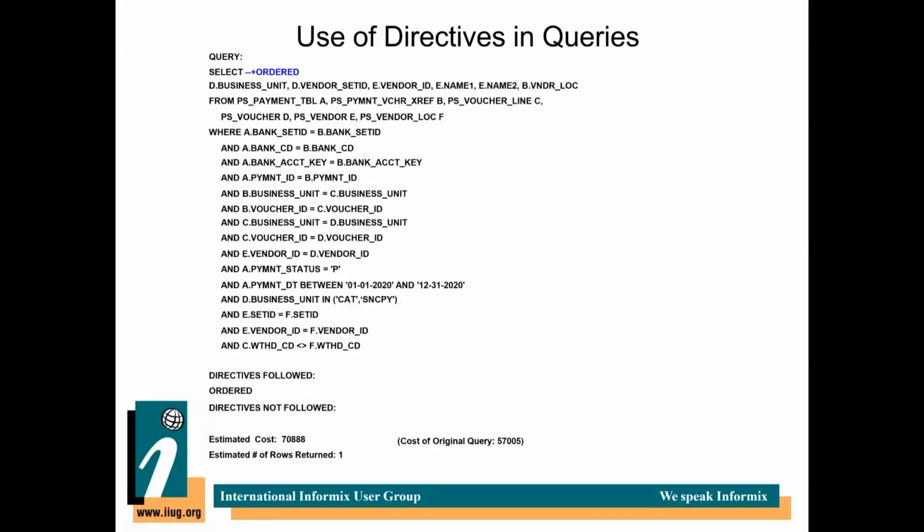So in this case, we used an ordered directive to force it to give the best optimal plan. Here you can see that the ordered directive was used and the query ran a lot quicker, even though the cost was higher than the original cost. Sometimes when you're looking at the cost, you have to look at it based on that query when you're tuning it and not compare it to other queries, because other queries can give you different costs.